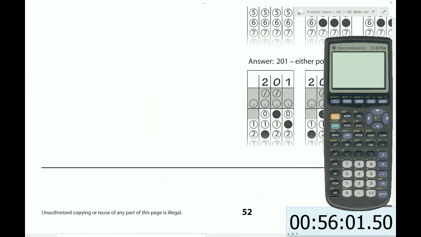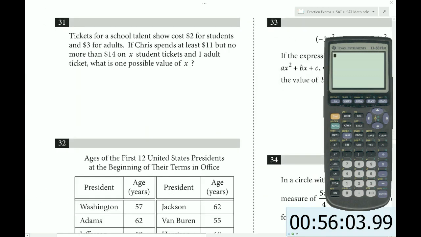All right, we're in the grid ins. Tickets for a school talent show cost $2 for students and $3 for adults. If Chris spends at least $11 but no more than $14 on x student tickets and one adult ticket, what is the possible value of x? Okay, so we are buying x student tickets. They each cost $2. So that's 2x is how much he's spending on student tickets. One adult ticket for $3.